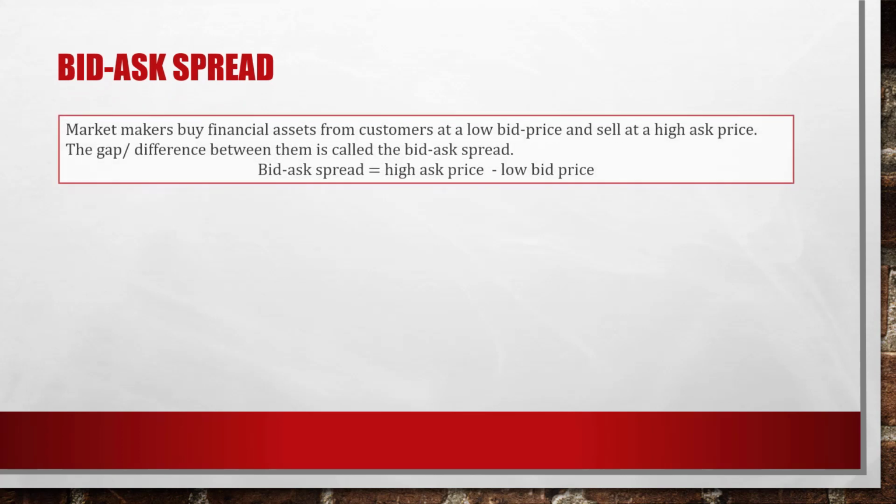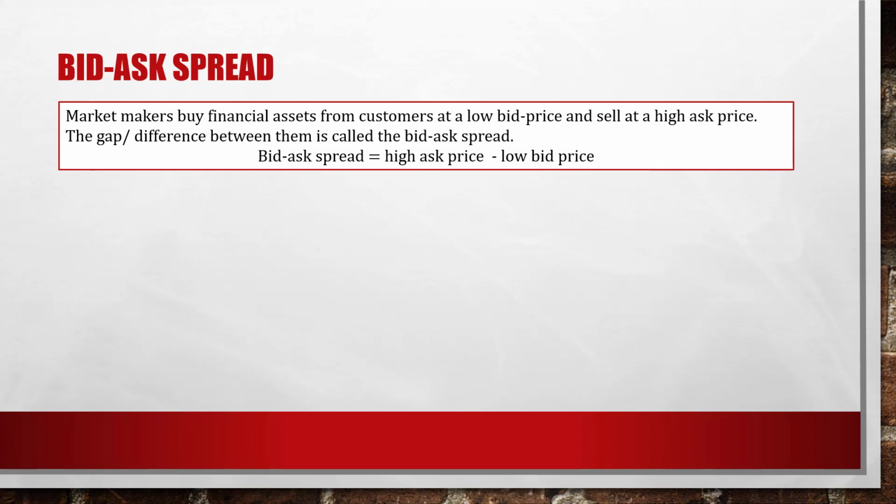Bid-ask spread. In general, the market makers buy financial assets from customers at a low bid price and then sell at a high ask price. The gap between these two prices, the low bid price and the high ask price, is called the bid-ask spread. So the bid-ask spread is computed as the high ask price subtract the low bid price.